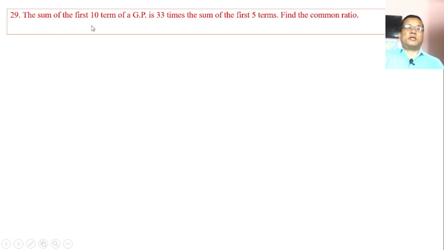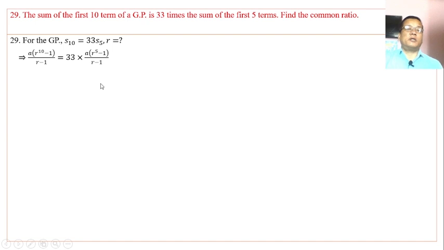The sum of the first 10 terms of a GP is 33 times the sum of the first 5 terms. Find the common ratio. The GP, the terms are given, and the sum of the first 10 terms is 33 times the sum of the first 5 terms. Find the common ratio.